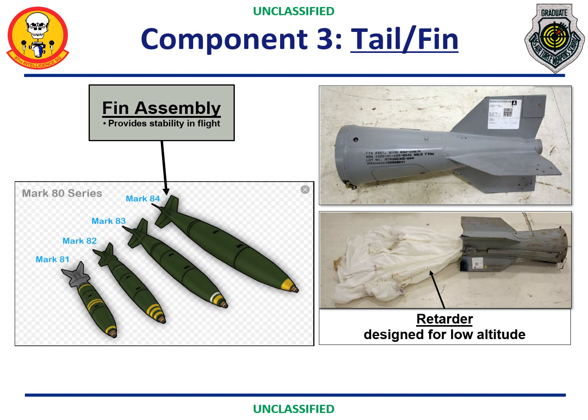This provides stability in flight. The image on the upper right is the tail, and then the lower right is a tail with a retarder on it, and this acts as a little parachute. This is for low altitude employment to increase the drag on the weapon in order for the delivering platform to get out of the way before the weapon explodes.